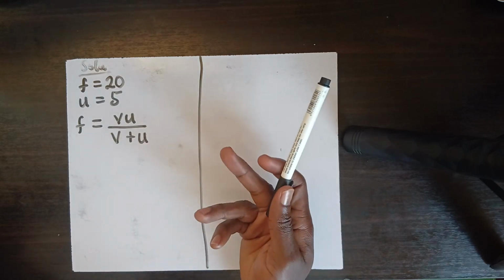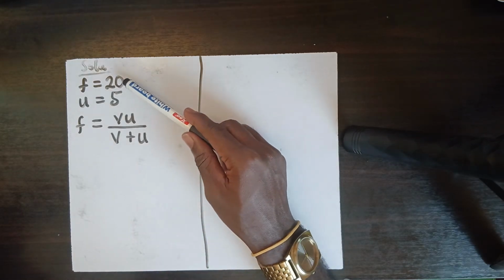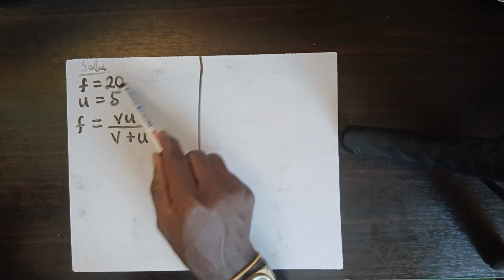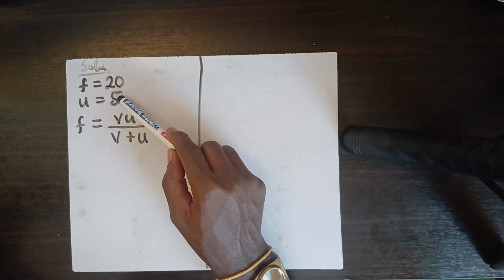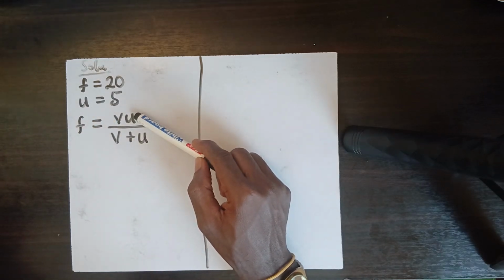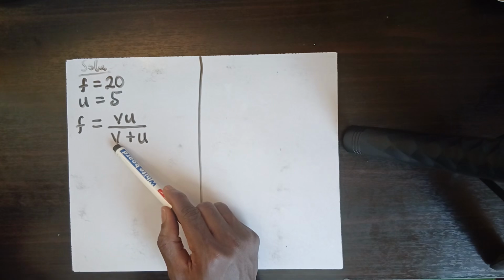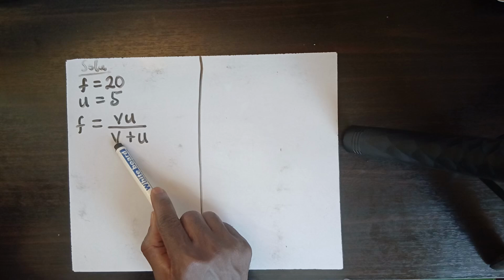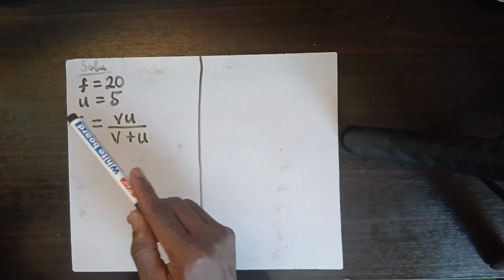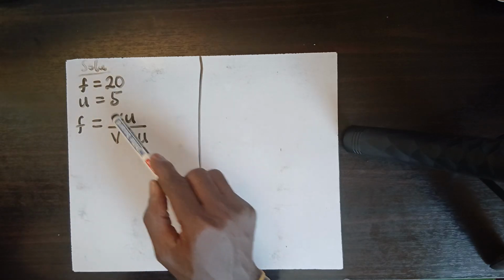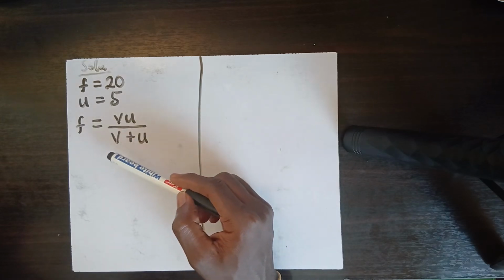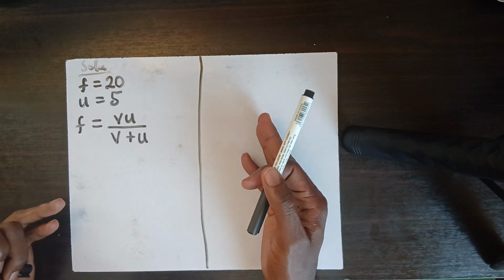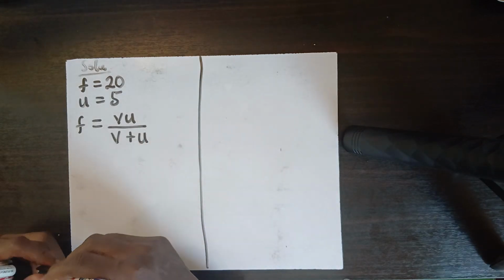So we have two methods here. We can decide that we are going to substitute the values in. So I'll put 20 for F, then I'll put 5 for U, and then we can solve for V. Or you can make V the subject, and then when you are done making V the subject, you substitute in the values and then you solve for V. So this is an opportunity to learn change of subject as well. So let's use the change of subject method.